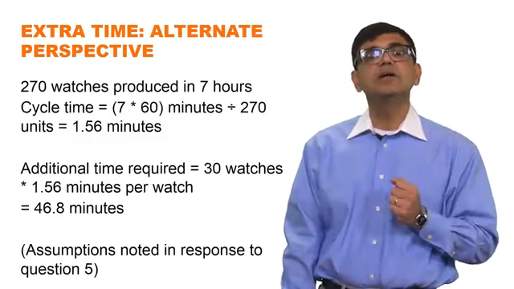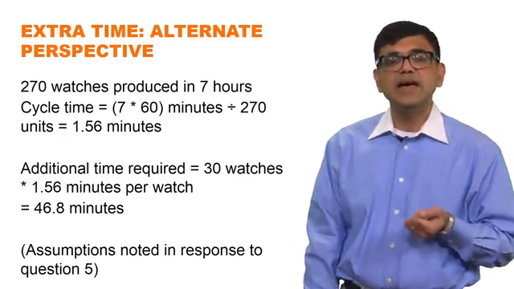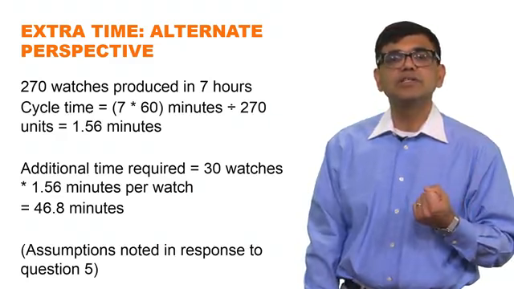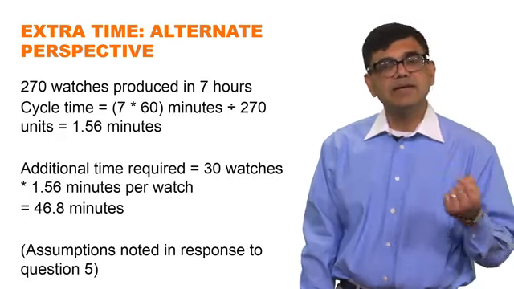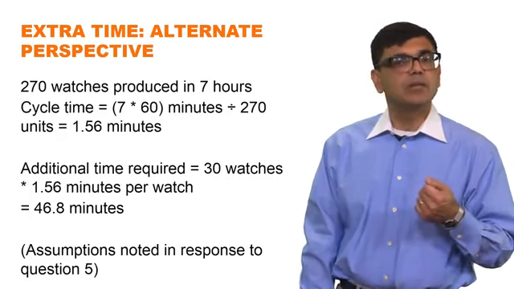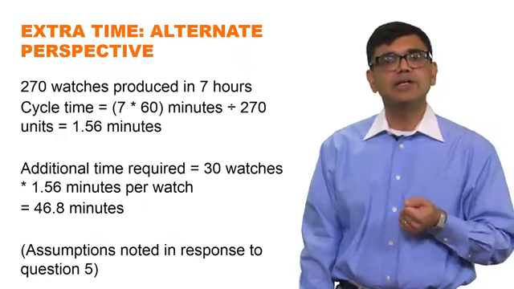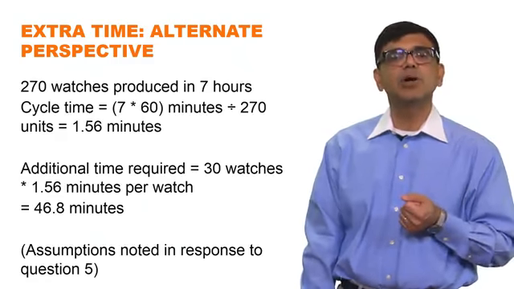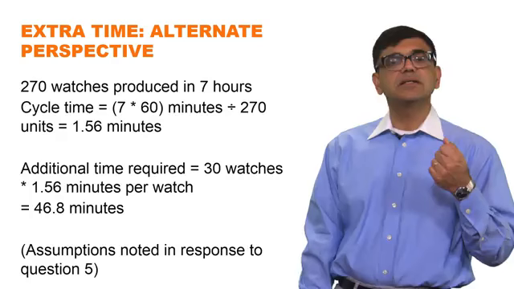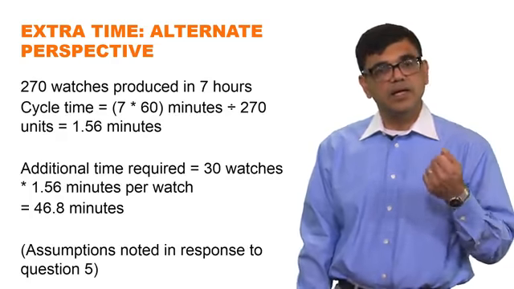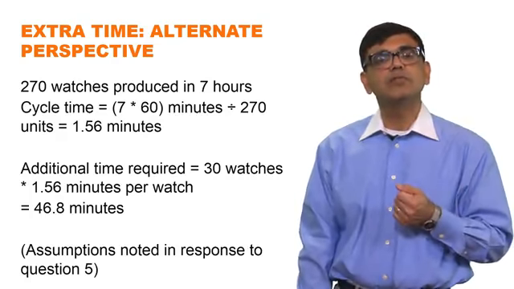Let's take the alternative perspective. First we said they needed 42 minutes. But if you say that 270 watches were produced in 7 hours, the cycle time would work out to 7 times 60, which is still 420 minutes, divided by 270, which gives you a cycle time of 1.56 minutes. So if you take this perspective, we're saying that for the 30 watches at 1.56 minutes per watch, the additional time required would be 46.8.